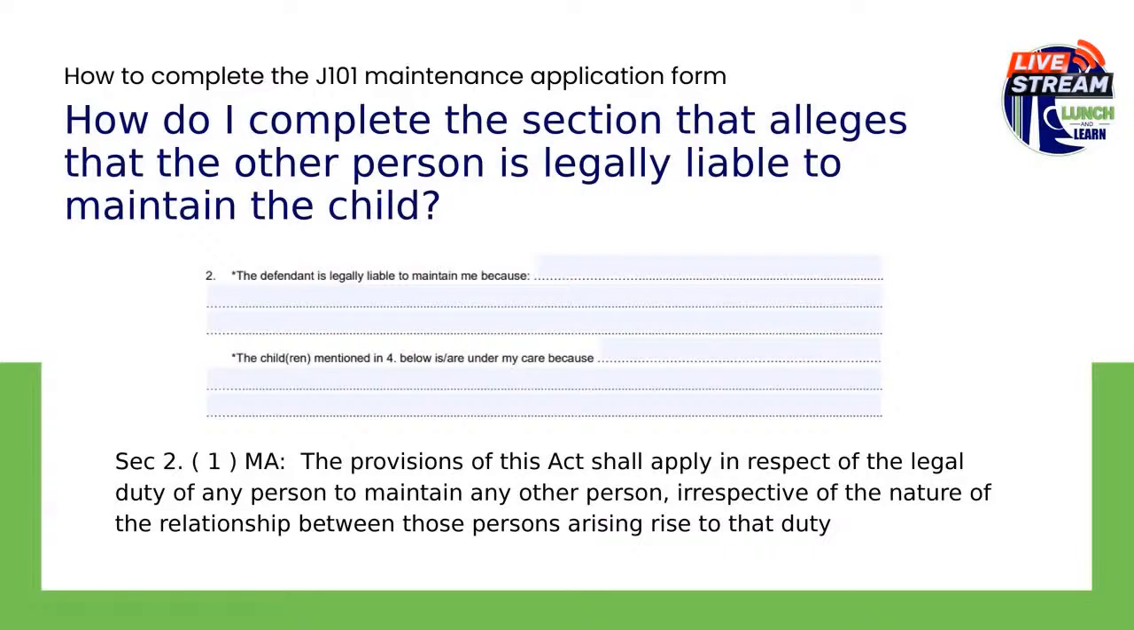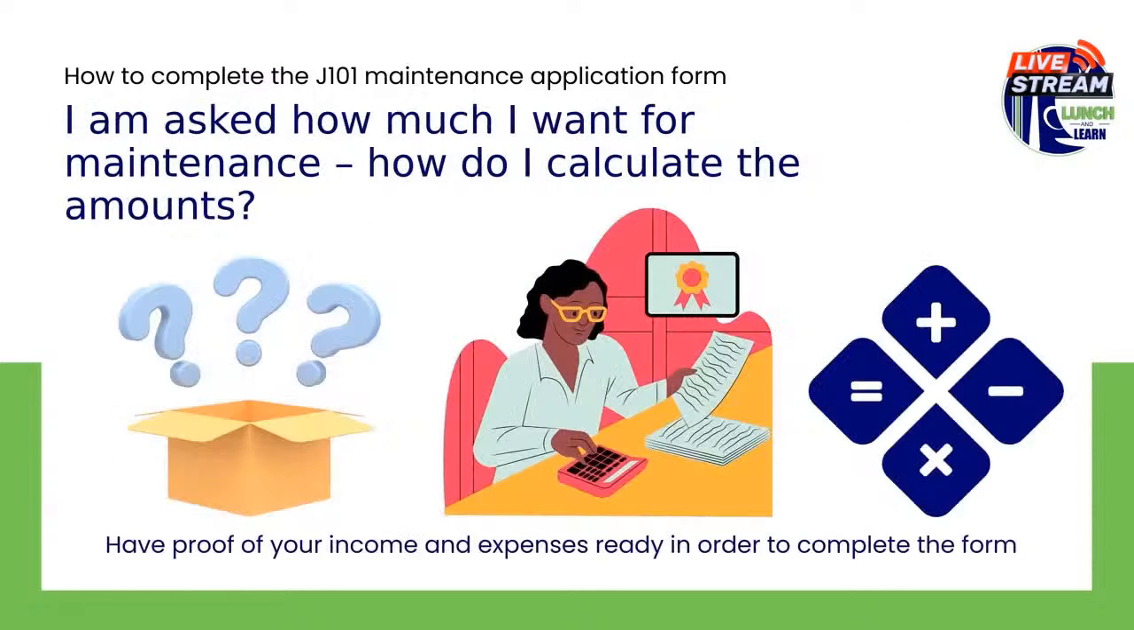So in that section, section number 2, where it says the defendant is legally liable to maintain me or the child because, you could include that he is the natural father and he's not paying maintenance, or whatever the case might be. But we will come to that in a couple of seconds.